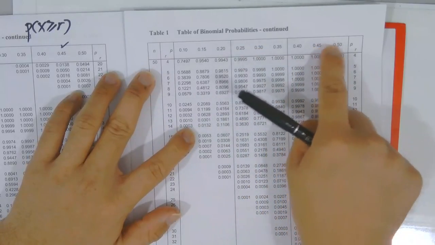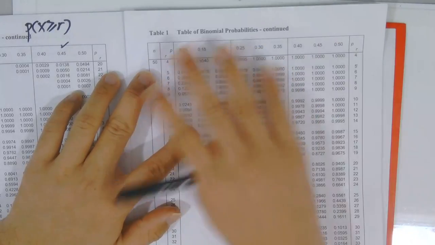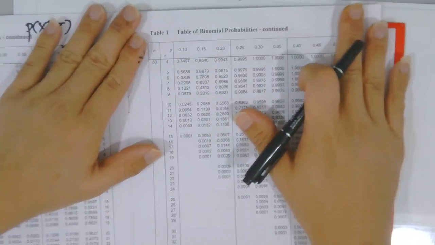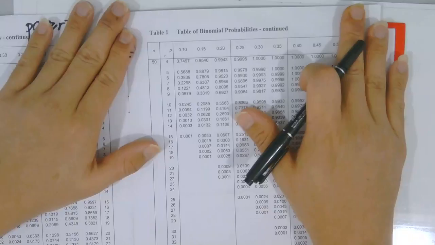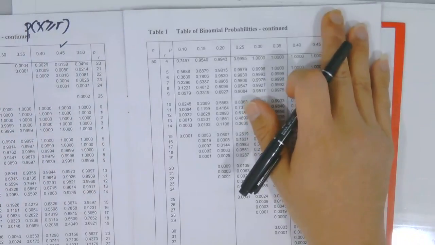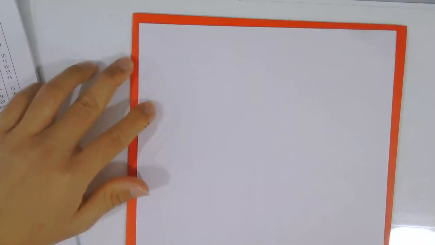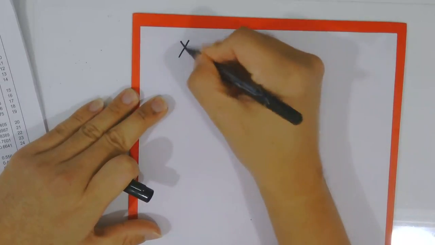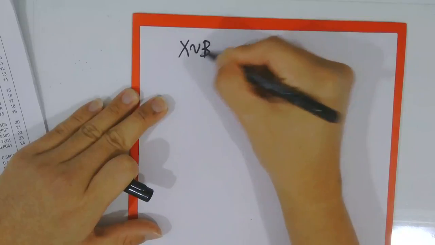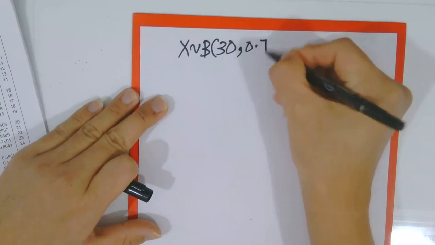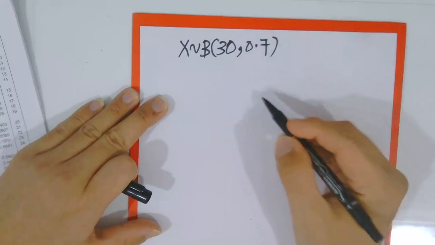So there is a limit when you want to use this statistical table. Okay, there is another idea. Let's say you have a binomial distribution with 30 samples and probability 0.7, for example: 30, 0.7.